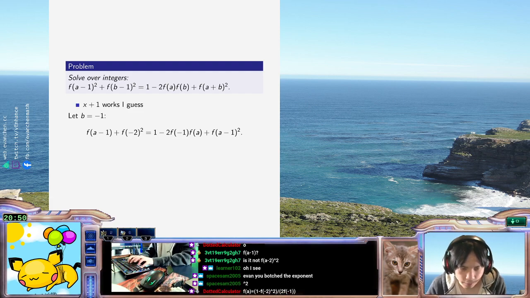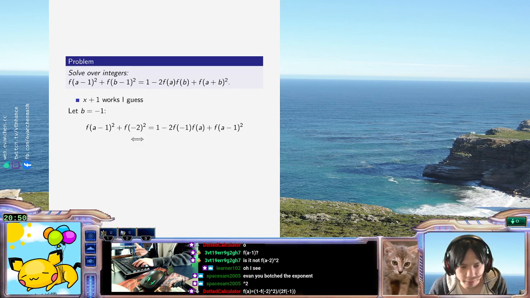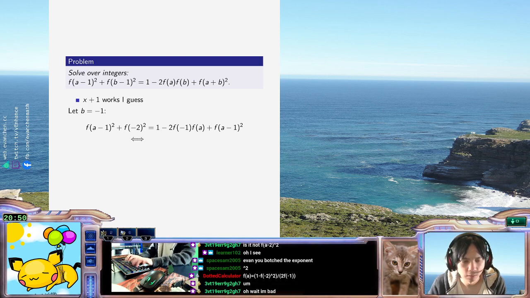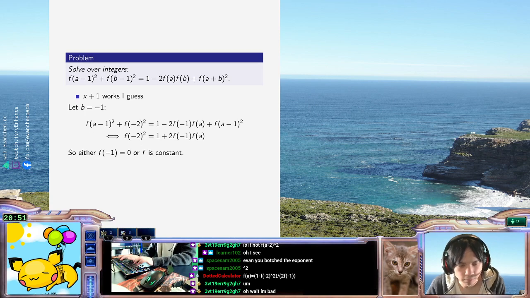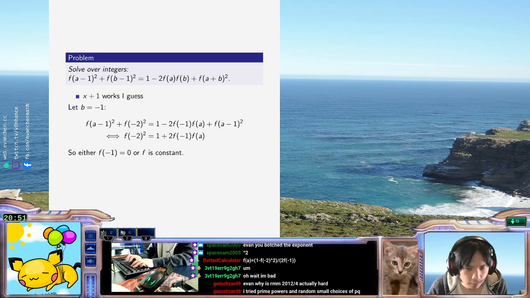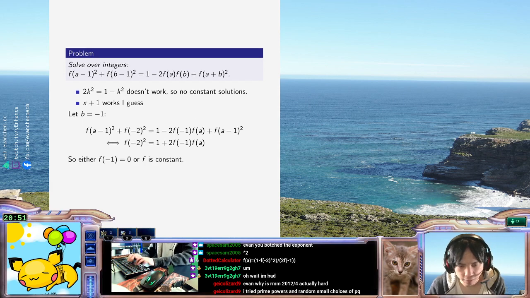Okay, that's fine. Are there any constant solutions? If I let b equal minus 1, then a lot of stuff cancels, and I get 1 plus 2 f of 1 times f of a. So either f of minus 1 is 0, or everything is constant. Are there constant solutions? What would a constant solution look like? 2k squared equals 1 minus 2k squared. K squared... nope, no constant solutions. Okay, we got one value.